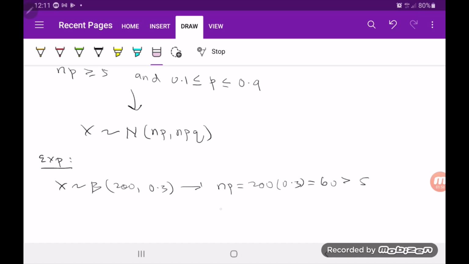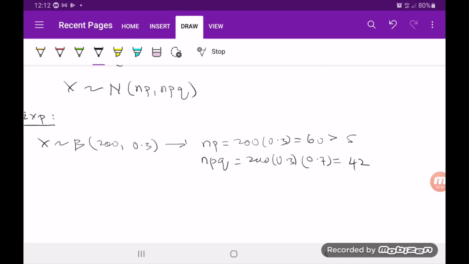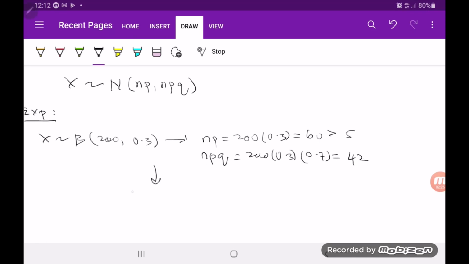And sigma square or npq is equal to 200 multiply 0.3 multiply 0.7, the value is 42. Here we need to change to the normal distribution for this case. Okay, change to the normal distribution. What is the normal distribution? Okay, the value of np is 60 and npq is 42.